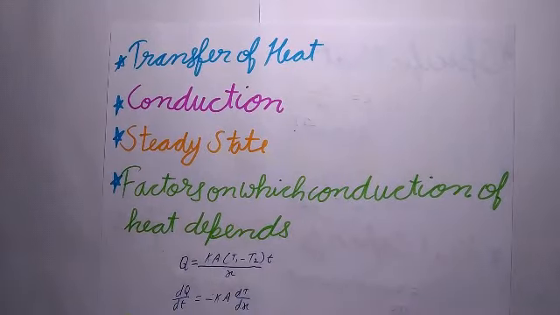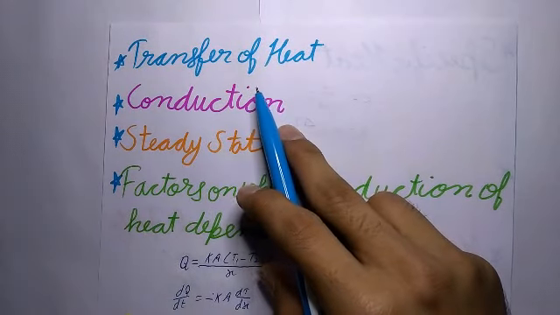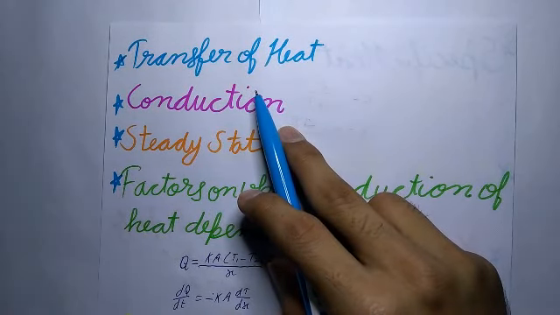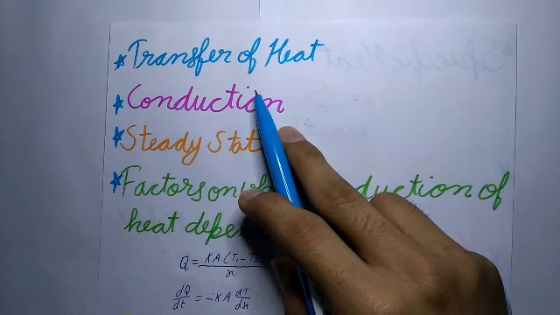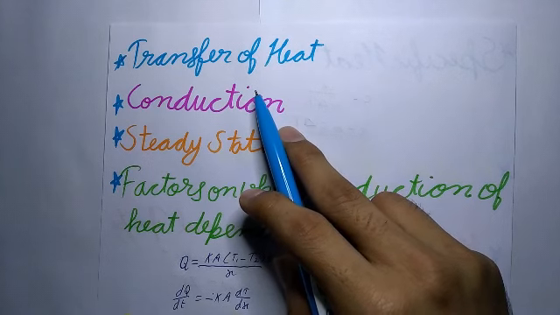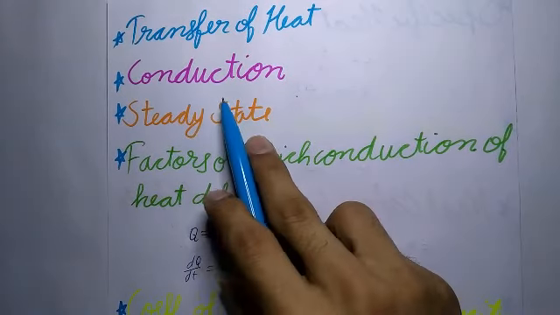Next is transfer of heat. There are three modes of transfer of heat. First is conduction, second is convection, and third is radiation. So let's start with conduction.